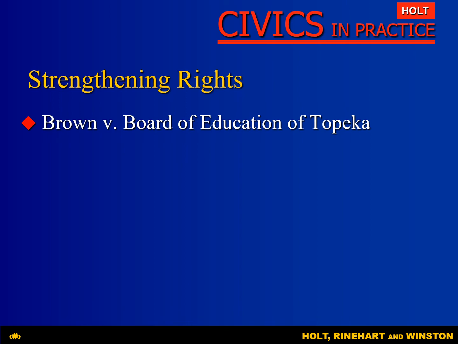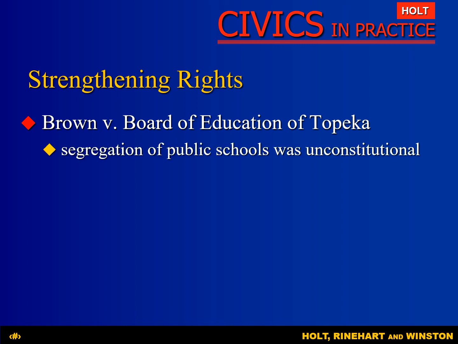We're going to start with a Supreme Court case that was decided in 1954, and that is Brown versus the Board of Education of Topeka, Kansas. In this case, the United States Supreme Court ruled that the segregation of public schools was unconstitutional. Remember how I said at the beginning of lecture that you're going to need to know some Supreme Court cases? Well, here's another one. Brown versus Board of Education ruled that segregation of public schools was unconstitutional.